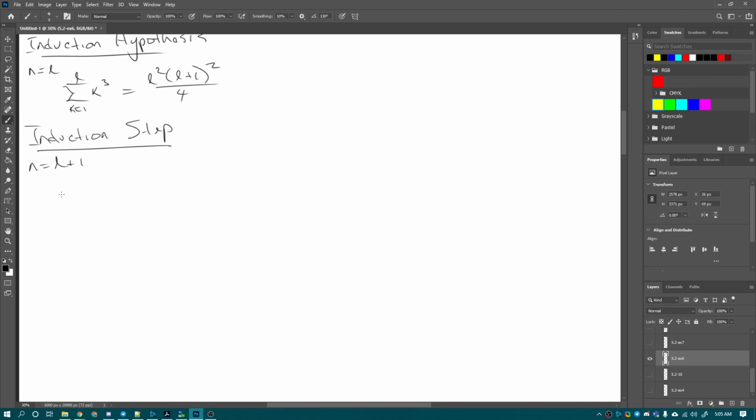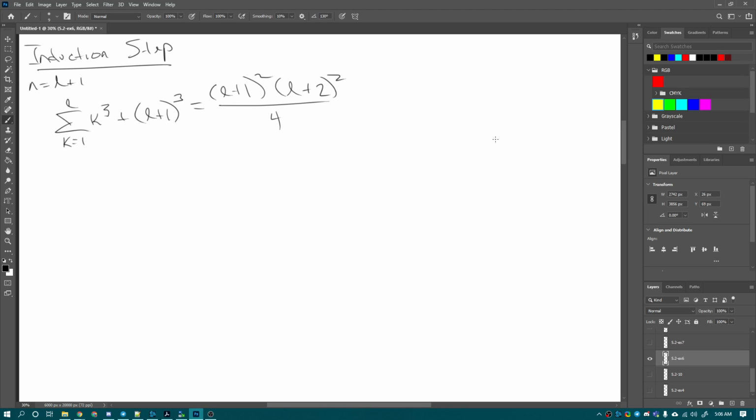So I'll start with my summation here. The sum from k equals 1 to L of k cubed. Now I need to add one more iteration, so it's L plus 1 cubed. This is equal to, again, I will replace every instance of L with L plus 1. So this is L plus 1 squared. The second thing would be L plus 1 plus 1, which is L plus 2, quantity squared, all over 4. This right-hand side of the equation is as simplified as I'm going to get it, so I'm going to leave it alone.